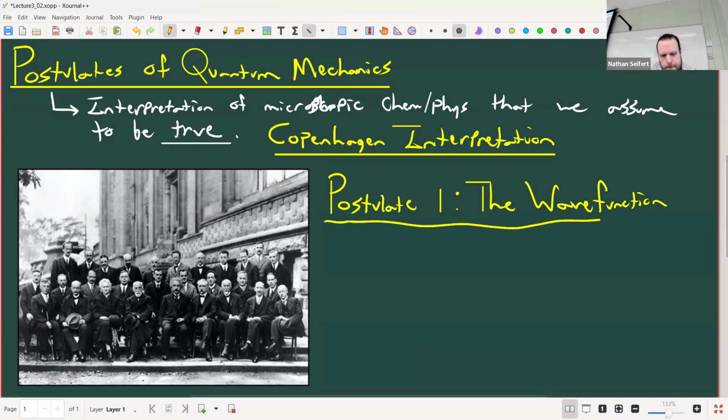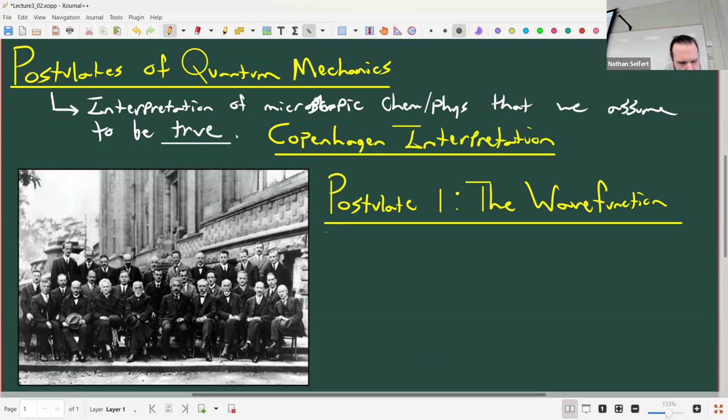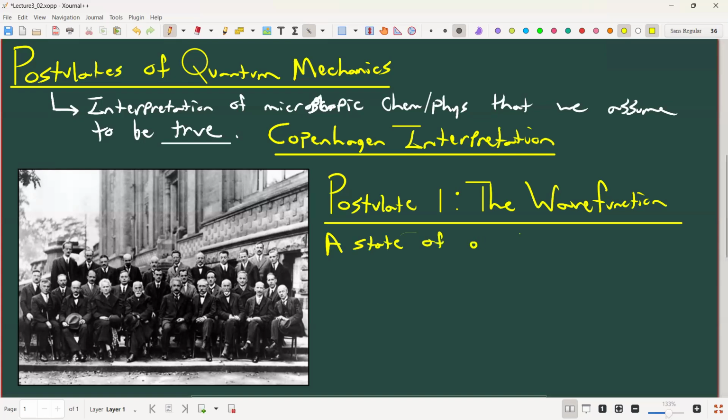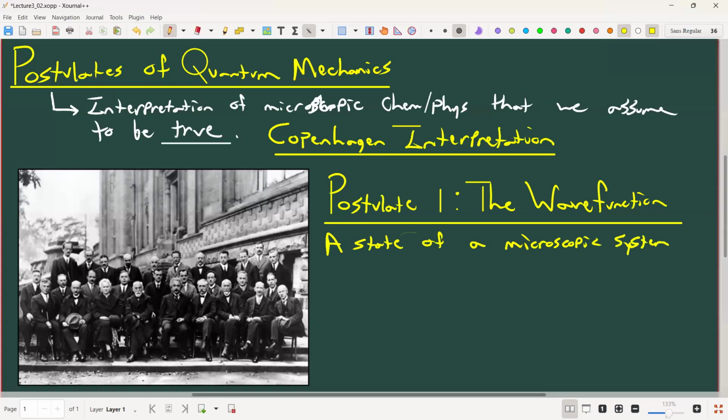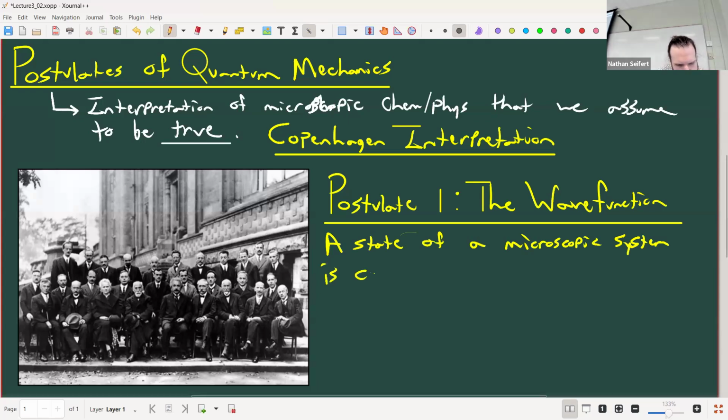The wave function. So a state of a microscopic system, a quantum mechanical system. Well, again, we haven't quite defined what microscopic is yet, but we will. But you can think of an atom, molecule, something very, very small, on the size of an atom, is completely specified by its so-called wave function.